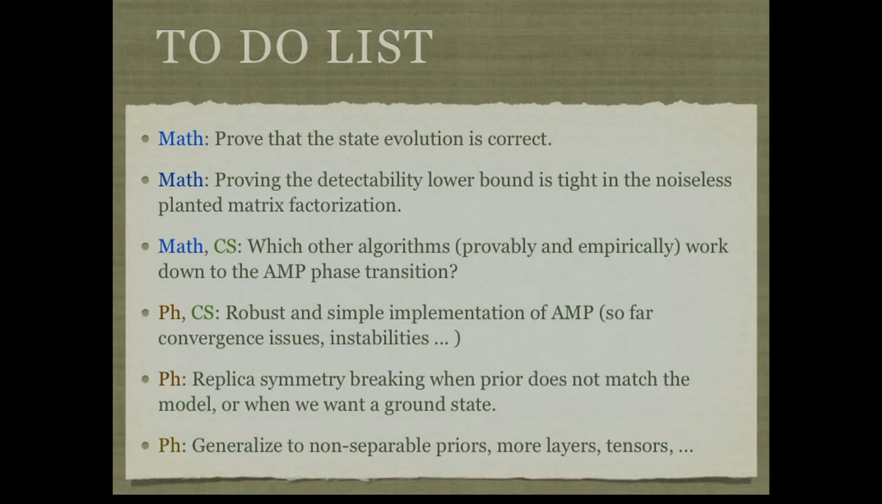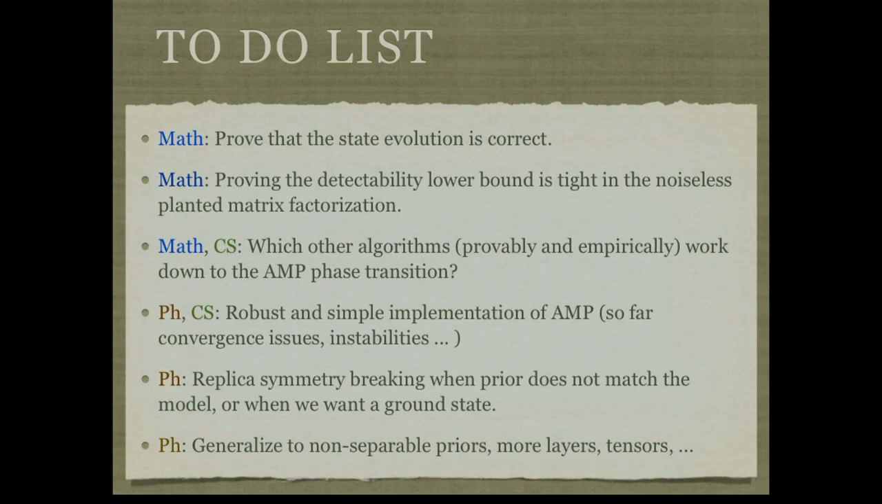Then this question of what are the algorithms that provably or empirically, both are interesting, work down to the phase transitions that we computed. So that's both for math and computer science. Then usually belief propagation is the first candidate that has good empirical performance. In this case, it's not quite the case. So what's really happening when we try to implement the AMP in this case? What's the problem here? We're still not quite sure.